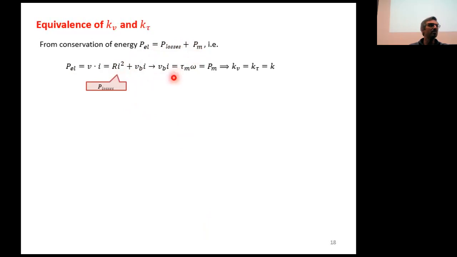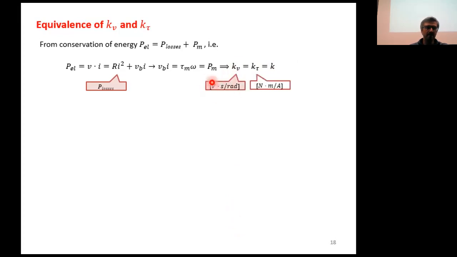And the mechanical power, how does it look like? Force multiplied by velocity. That in the angular case becomes? Torque multiplied by angular speed. Exactly. So torque of the motor times angular speed. And if we replace the previous expressions, tau m equal to k tau I and VB equal to kV omega, we can see that we have an equivalence of kV and k tau. And we now call this K.